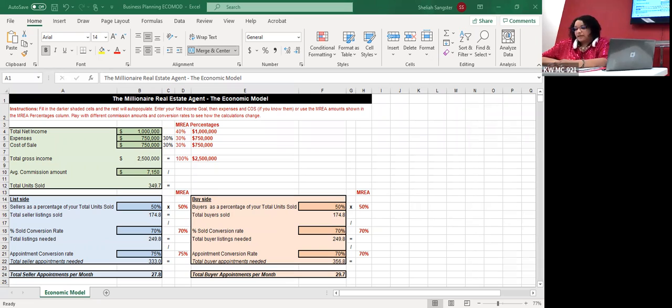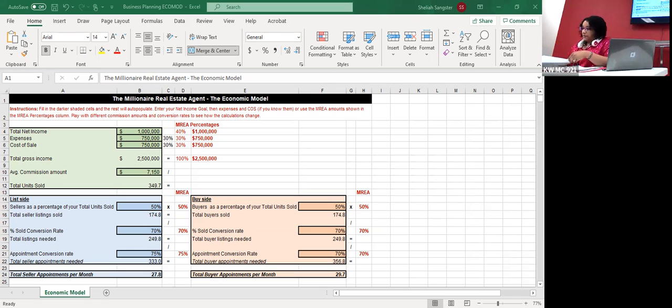So on page 3.15, there is my business plan, economic model, actual. So that's actually what you're planning on doing in a year. I would say 12 months.